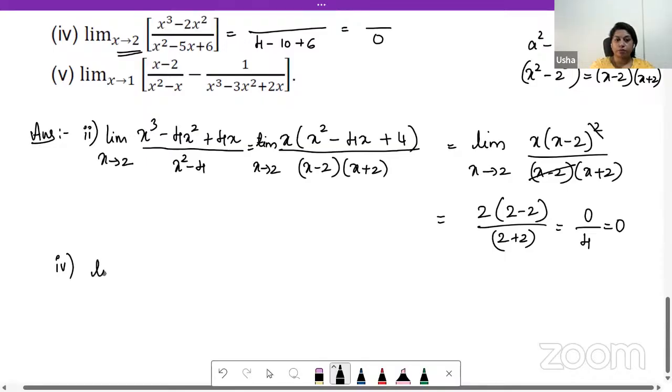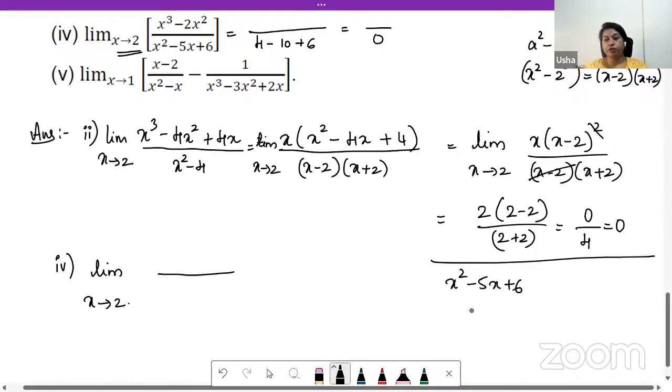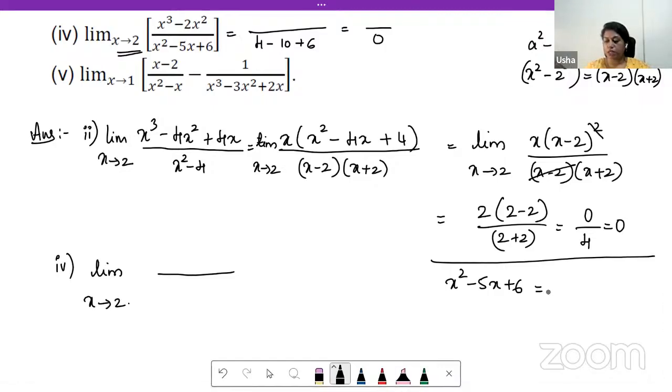Fourth question. Limit x tends to 2. I'll directly write the simplified form. X square minus 5x plus 6. If you factorize this, you can do factorization. If you do not know factorization, in my other playlist, PGCET playlist for MBA MCA, under max videos, you have the factorization concept. You can go through that. I'm sure all of you remember factorization.